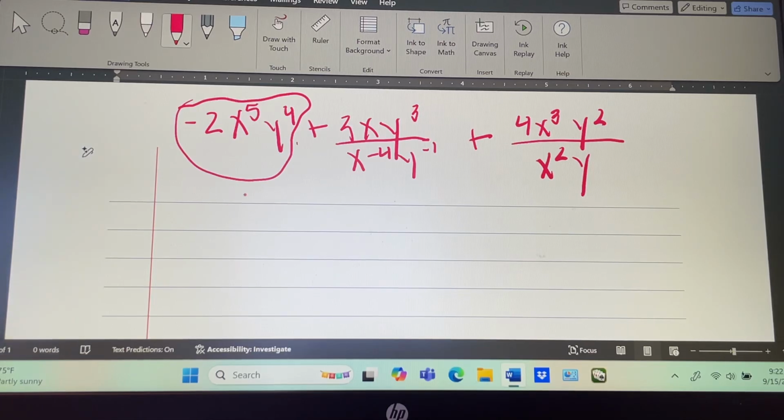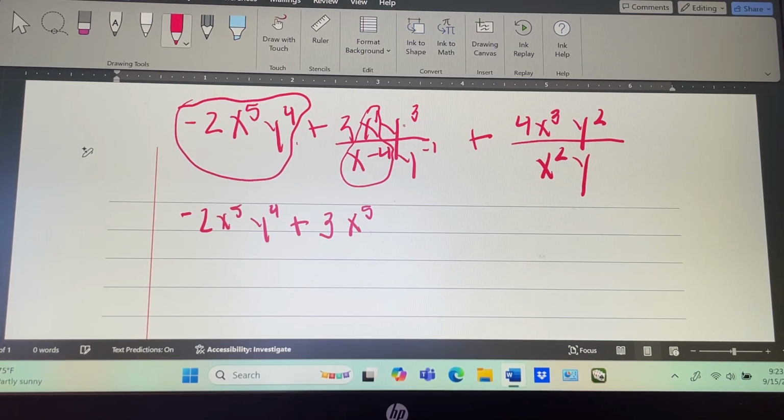Now if you'll look at this first term, there's nothing we can really do with that, so I'm just going to bring that down and leave it as is, negative 2x to the 5th y to the 4th. But if I look at this second term, I've got a 3 up here. I've got an x here with an understood 1 and an x to the negative 4 on the bottom. I need to combine those x's. So I need to bring the bottom x up, and when I do, it's going to change to a positive 4. So that's going to be the 1 that's already there plus the 4, and that becomes x to the 5th power.